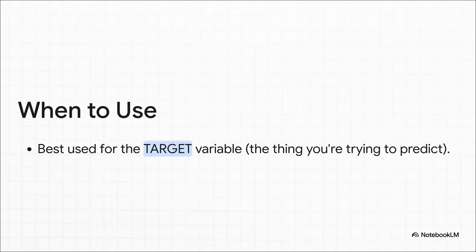So, when would you actually use this? Well, the label encoder is absolutely perfect for your target variable. That's the final thing you're trying to get your model to predict. Like, say you're trying to predict if a customer will buy something, and the answers are yes, no, or maybe. Label encoding is perfect for that.